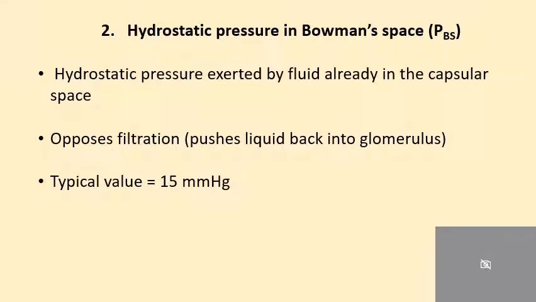The pressure exerted by the filtrate onto the capsular wall is much lower. It's about 15 millimeters of mercury. And so if we take 60 millimeters of mercury inside the blood vessel and pit that against 15 millimeters of mercury inside the capsular space, the 60 millimeters of mercury is going to exceed the 15 millimeters of mercury, meaning water and solutes will move from an area of higher pressure to an area of lower pressure.